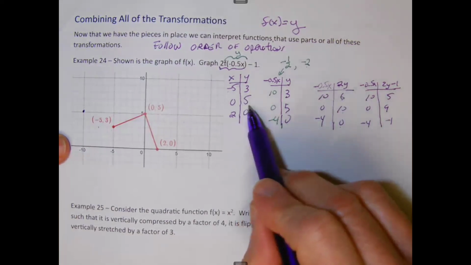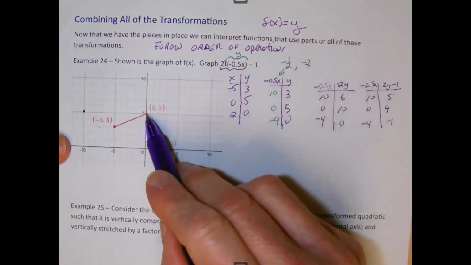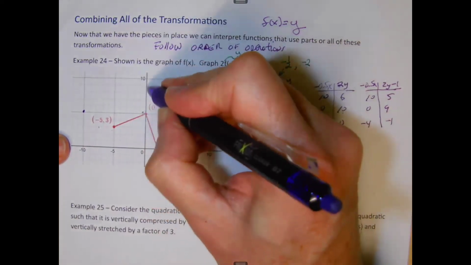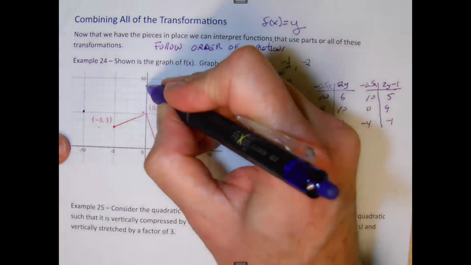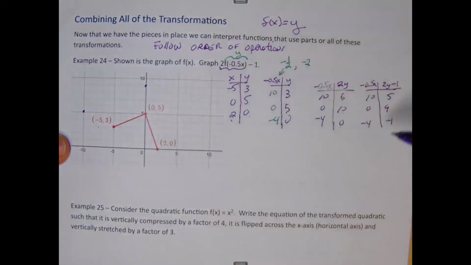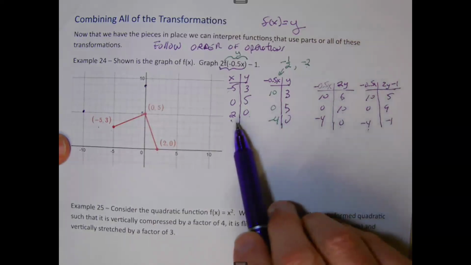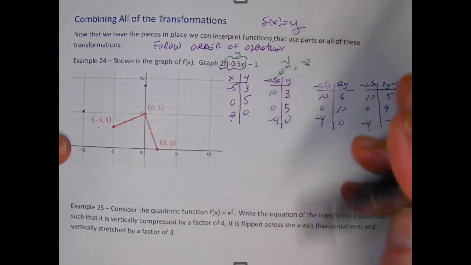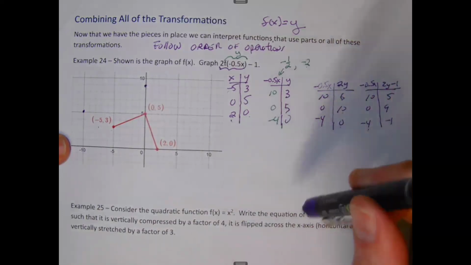Where does 0, 5 go? This point goes to 0, 9. So 0 and 9 right up here. And finally, where does 2, 0 go? It went to negative 4, negative 1, it looks like. I want to make sure I did that correctly. Yep, it looks that way.